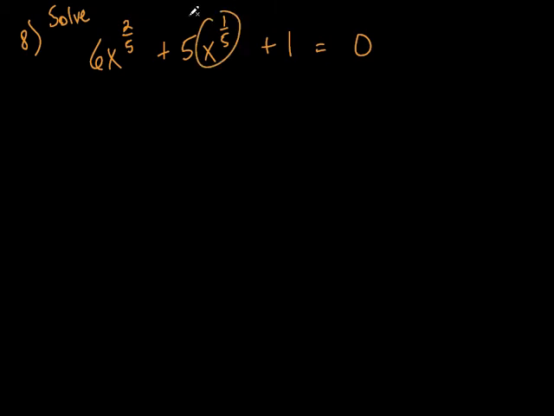Alright, so this is 6x to the 2/5 plus 5x to the 1/5 plus 1 equals 0. Alright. Again, it says to solve. And this is the one where we're going to... This doesn't look exactly like we want it to look. It's pretty close, but not quite. Because we want it to be what? 6x squared plus 5x plus 1 equals 0, don't we?